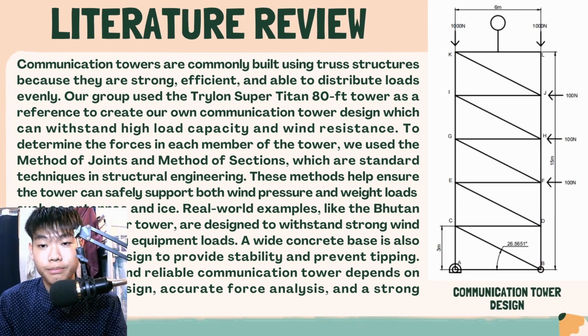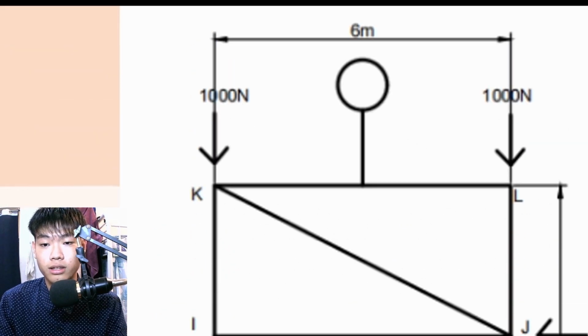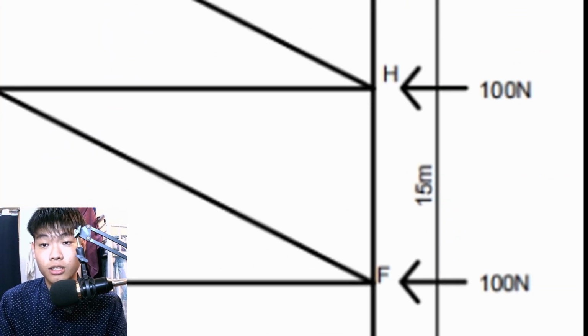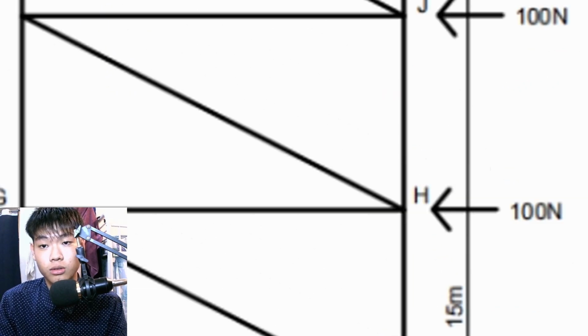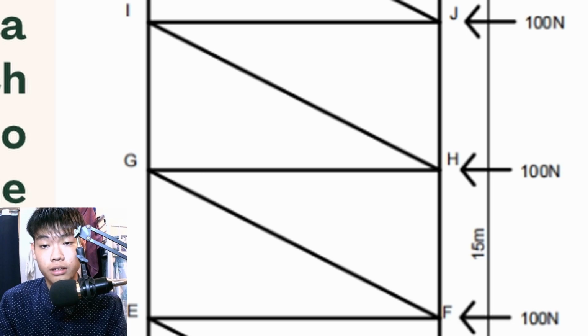Okay, thank you very much, Wan. Now I will explain our communication tower design. As you can see, we have two supports, a pin support and a roller support, at the bottom of the tower. The tower has a width of 6 meters and a height of 15 meters. We have 5 external forces. Two of them are 1000 Newton from the top of the tower and three are 100 Newton from the right side, which act as the wind load.